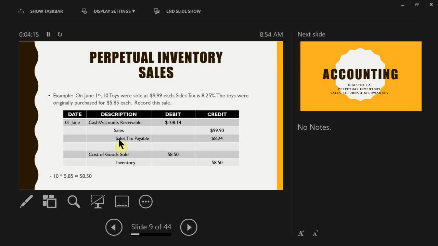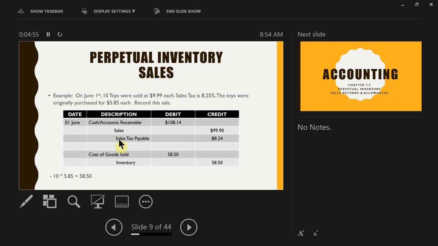Exactly. I'm not looking at my profit right now. I'm looking at exactly what the transaction is, which is I sold something, right? I did my sales. I'm charging my customers $9.99. But because this is perpetual inventory, I'm constantly updating my inventory. Therefore, I can keep track of it: if I purchase 100 toys and I sold 10 of them, I have to keep track of those 10 items I sold. And in order to do that, this is exactly what I have to do.